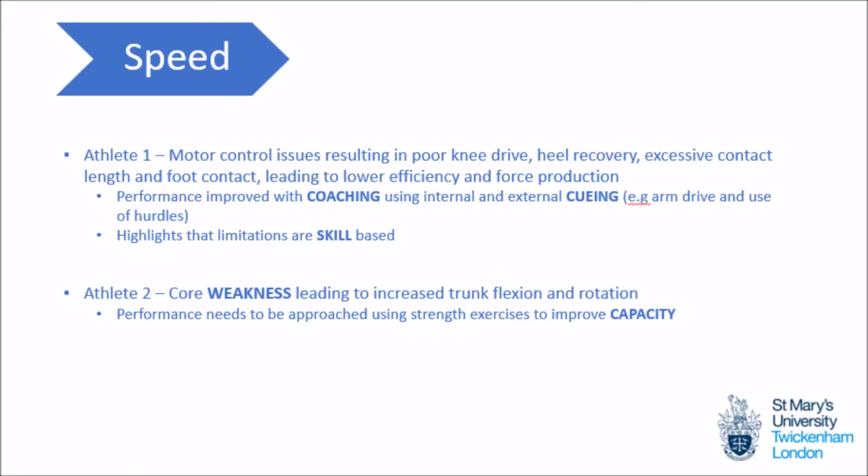To conclude and distinguish between skills and capacities, the first athlete in our speed drill had improved performance with physical and vocal cueing, showing that the initial limitations were skill-based. On the other hand, our second athlete showed weakness and poor stability to maintain upright posture, and corrective exercises were needed to make him stronger, telling us that he was a capacity-limited athlete.